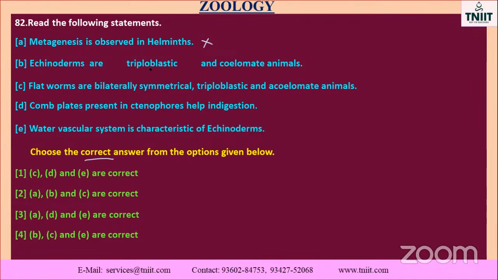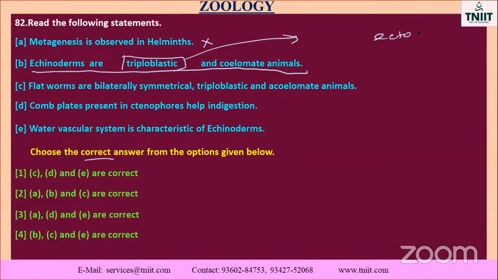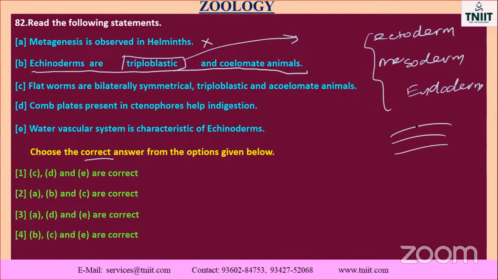Echinoderms are triploblastic and also coelomate animals. Yes, echinoderms are coelomate animals. Triploblastic means there are three layers present: ectoderm, mesoderm and endoderm. The ectoderm is the outermost layer, the mesoderm is the middle layer, then the endoderm. Coelomates means there is a small space in between, filled with fluid. That is called the coelom. Yes, it's correct.